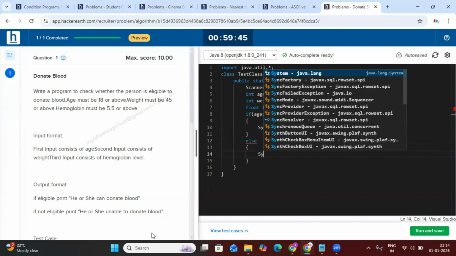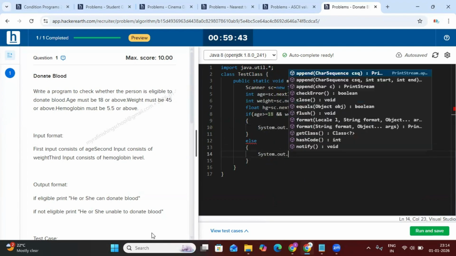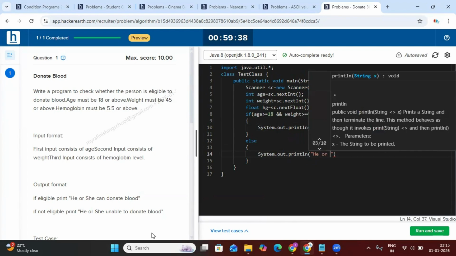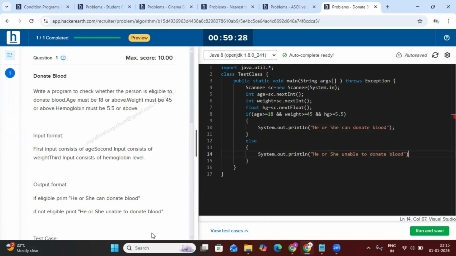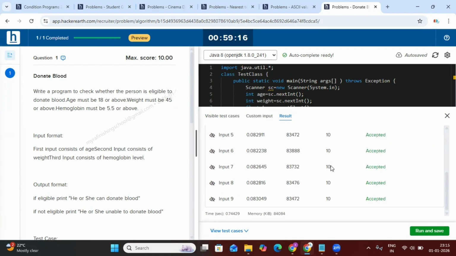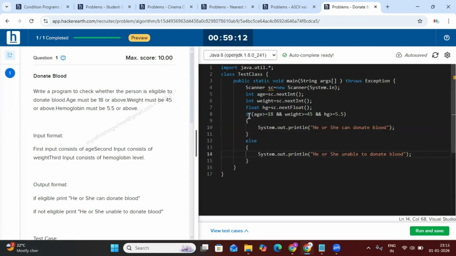Else System.out.println, he or she unable to donate blood. Okay. Then run and save. Okay, 100% matched. Then you can compare the values as per our requirements. Age must be 18 or above, weight must be 45 or above, hemoglobin must be 5.5 or above.